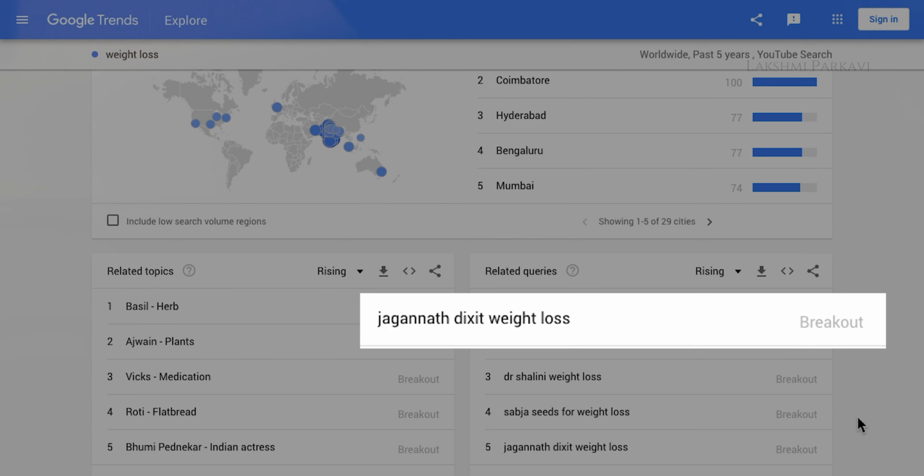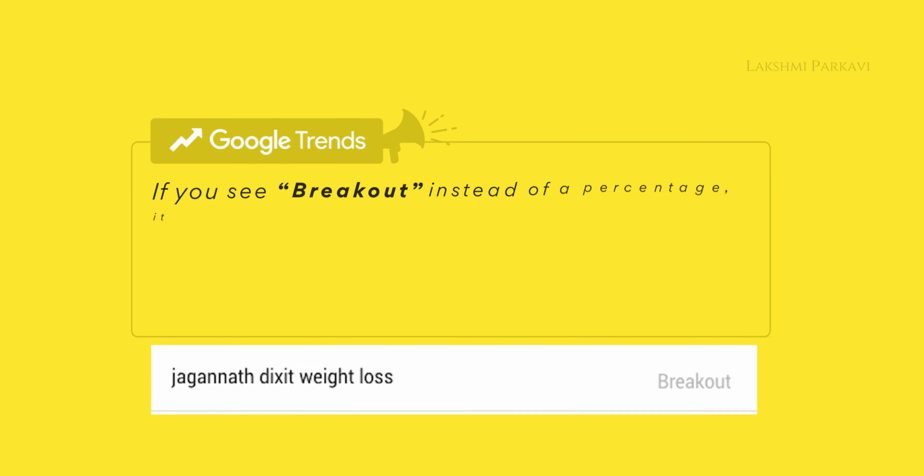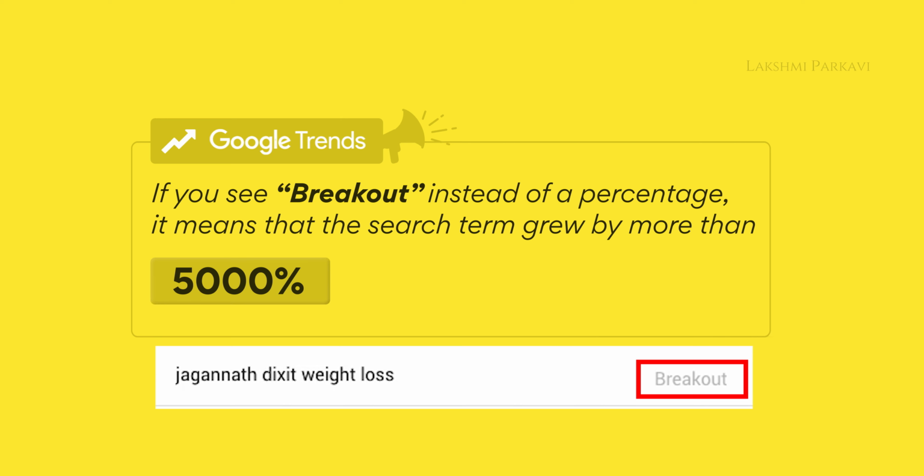Also, did anyone spot the word breakout next to related search queries? Guess what breakout could be? If you see breakout, it means that the search term grew by 5000% or 50 times in the time period that you have selected. So that's a huge growth, and you should capitalize on it and make videos on them.